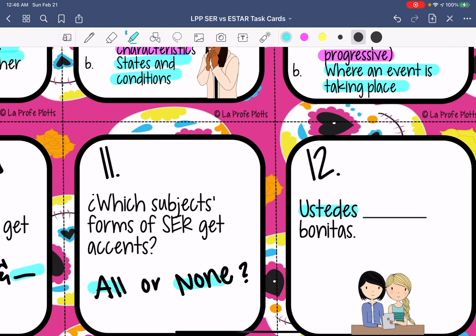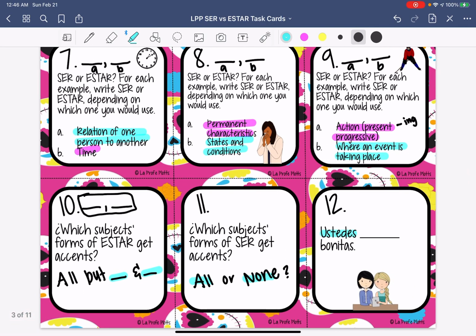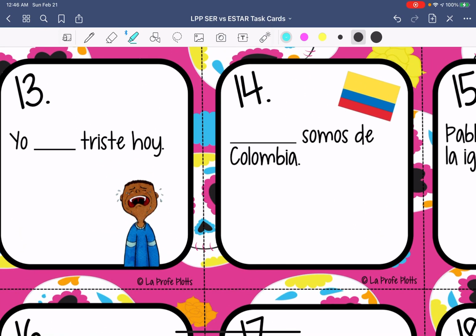Ustedes blank bonitas. Okay. Número 13. Yo, there's your answer, blank triste hoy. Triste. Okay. 14. Blank somos de Colombia. Somos de Colombia.